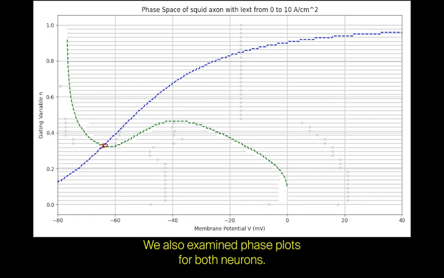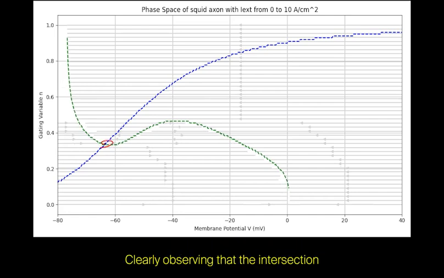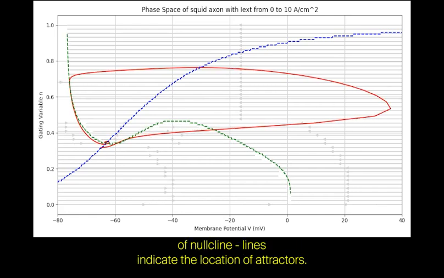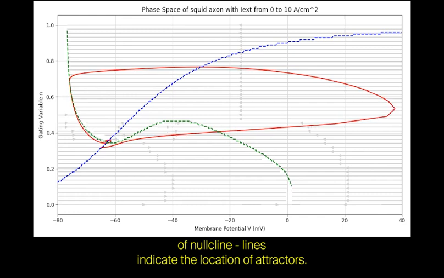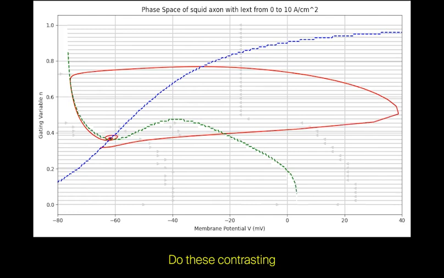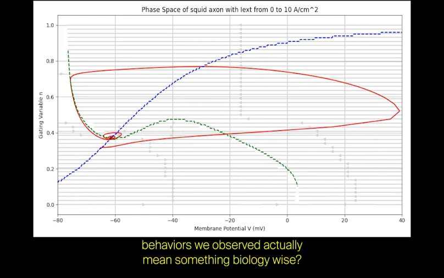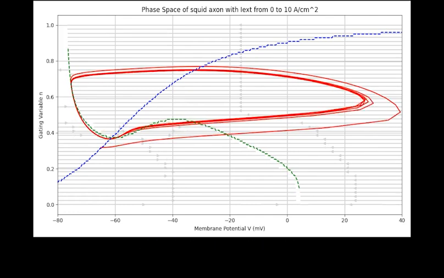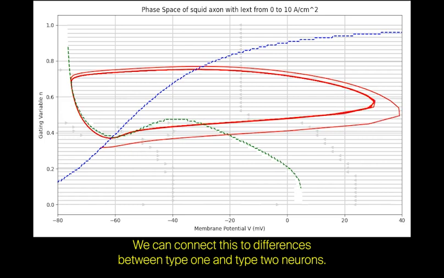We also examined phase plots for both neurons, clearly observing that the intersections of nullclines indicate the location of attractors. This is what you would expect from attractors in phase space. Do these contrasting behaviors we observed actually mean something biology-wise? We can connect this to differences between type 1 and type 2 neurons.